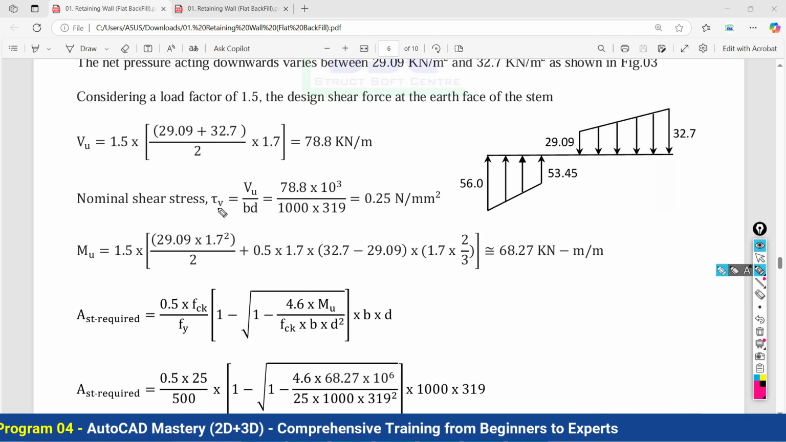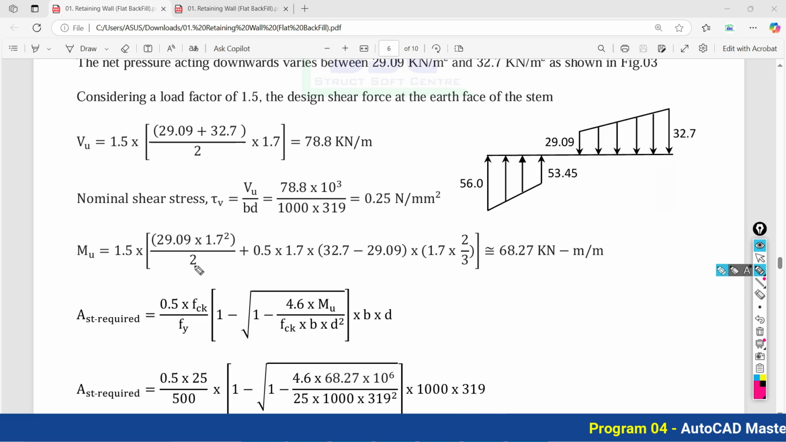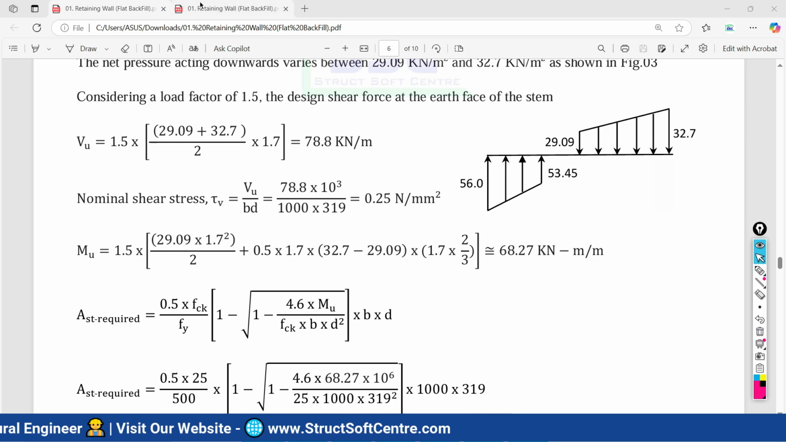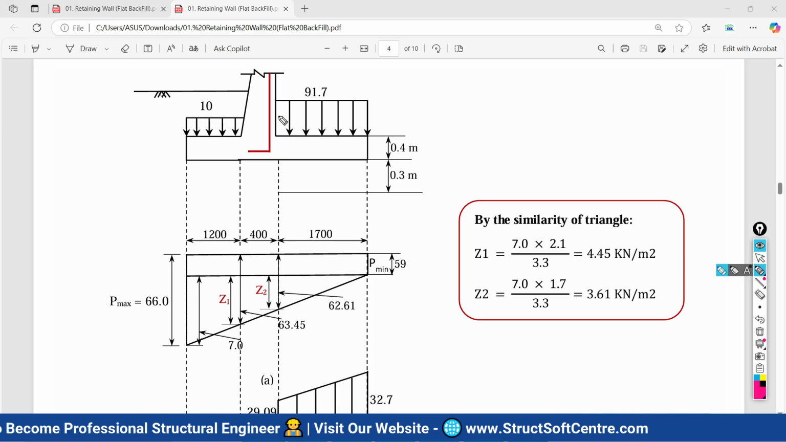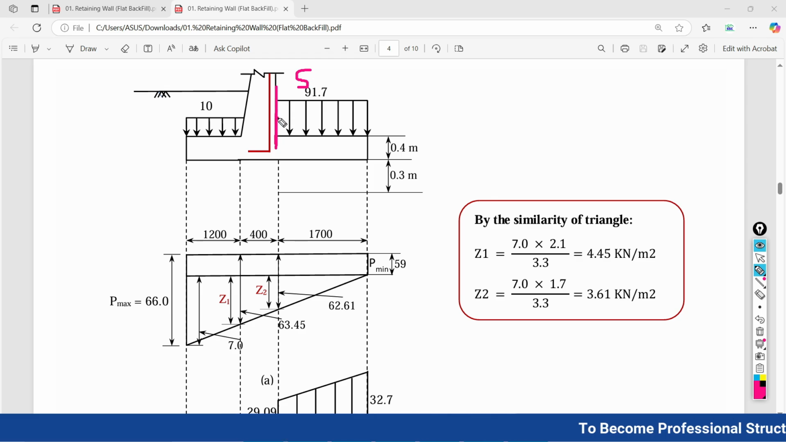Now after finding out the nominal shear stress for the heel slab, we are going to find out the ultimate moment for the heel slab, and with this ultimate moment we are going to find out the flexural reinforcement required for the heel slab. For that, we need to find out the moment at the face of the stem on the side of the soil, on the side of the backfill. At this stem face we are going to calculate the moment by considering the complete span of the heel slab, that is 1.7 meter.